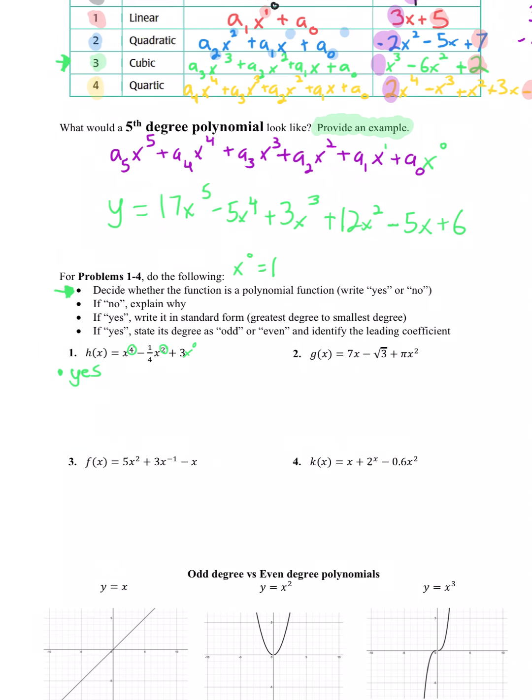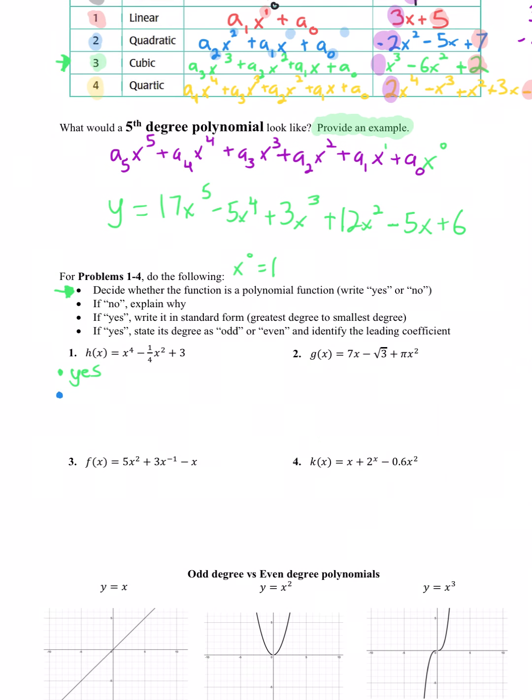So this example goes x to the 4th, x squared, and then x to the 0, but it would be a polynomial function because all the exponents are positive, and they're all integer values. Then, if yes, write it in standard form.